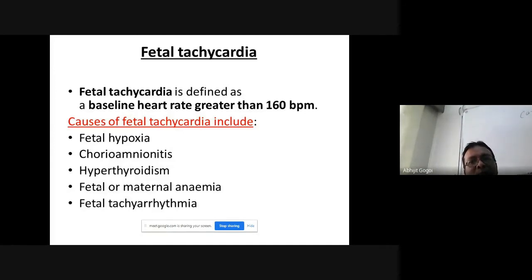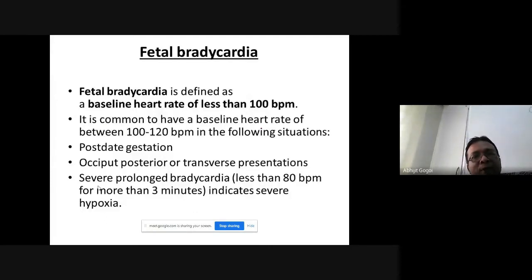So more than 160 beats per minute is called tachycardia, fetal tachycardia. Same way, bradycardia is less than 100. It is common to have a baseline heart rate of 100 to 120 in post-mature pregnancy, or when the presentation is occipital posterior. If you remember from your year 3, we studied a lot about occipital anterior and posterior positions.